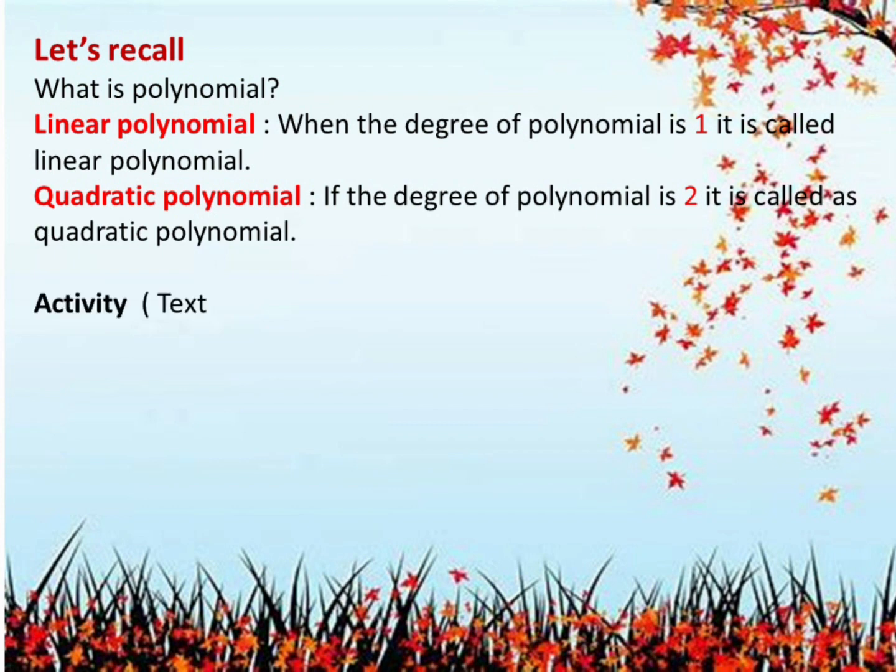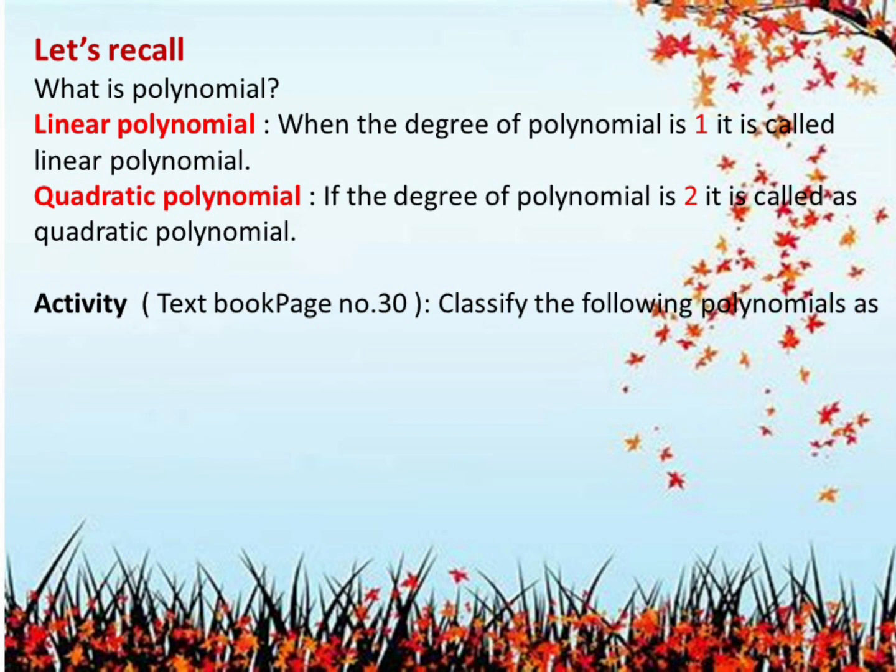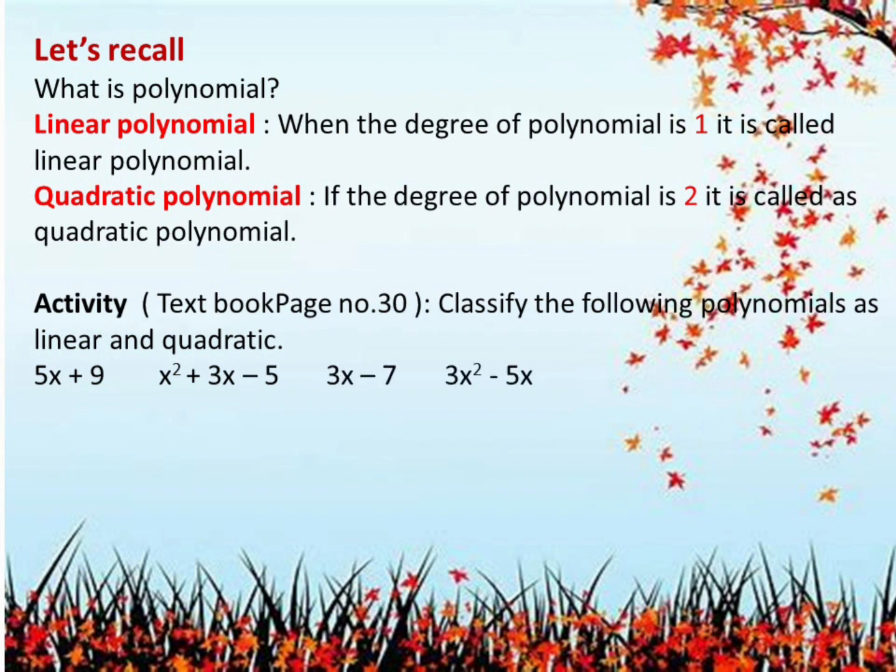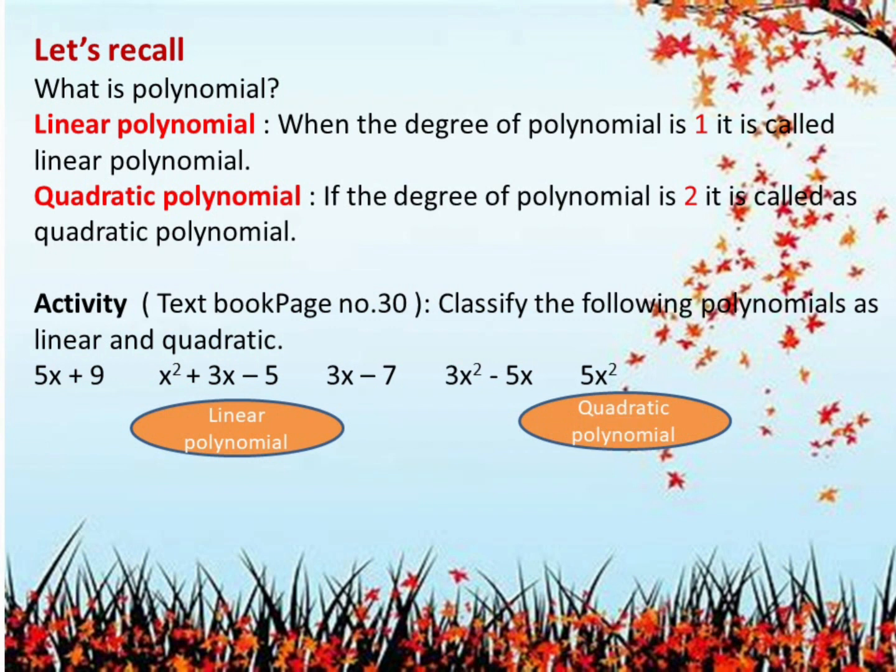Let us see, one activity has been given, page number 30 of your textbook. Classify the following polynomials into linear and quadratic. 5x plus 9, x square plus 3x minus 5, 3x minus 7, 3x square minus 5x and 5x square. Let us classify them under linear polynomial and quadratic polynomial.